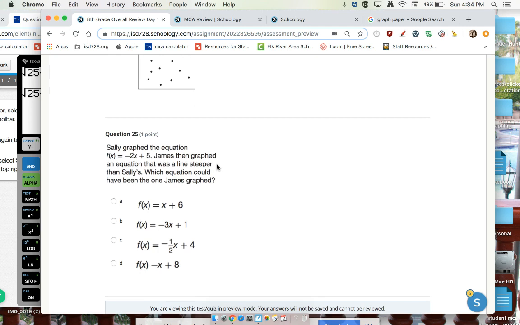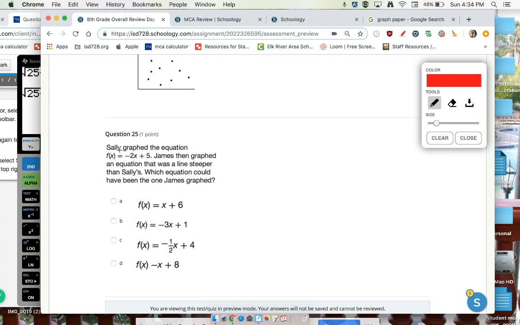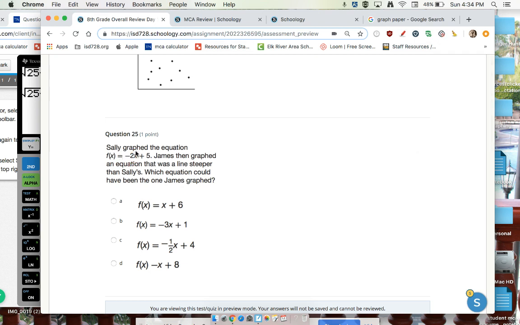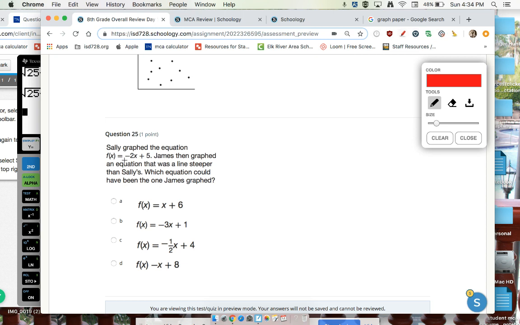All right, next one. Sally graphed the equation f of x, which is the same as y. F of x is negative 2x plus 5. James then graphed an equation that was a line steeper. A line means 1. Steeper means bigger. So I need to get bigger by 1. Which equation could have been one that James graphed? So I know that Sally's slope is negative 2. Let me make that a little nicer. So Sally's slope is negative 2. If James is steeper by 1, I would go negative 2, add 1 because he's a little steeper.